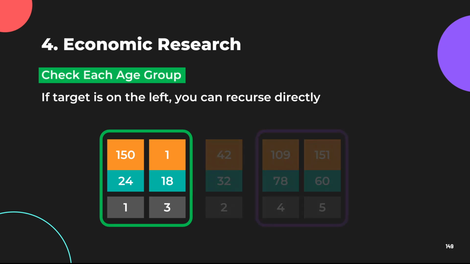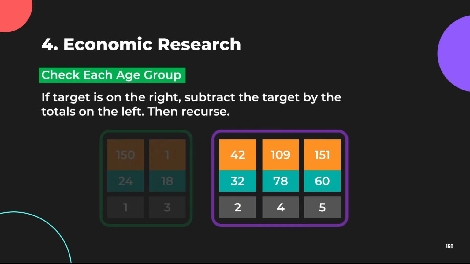If your target, your 151,000, happens to be on your left, then you can just recurse. You see that the total here is 151,000, so actually this one is just one group directly. But if it happens to be less than 151,000, that means you can go to the right first before going to the left. If it happens to be greater than 151,000, like 152, that means you can recurse on this. Now what if it's on the right?